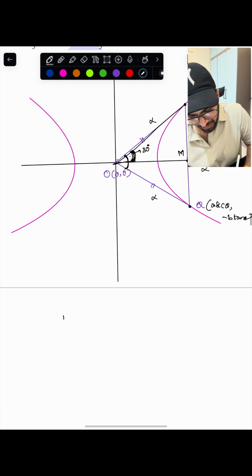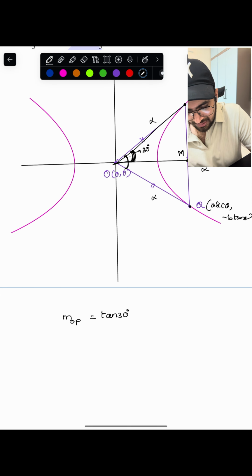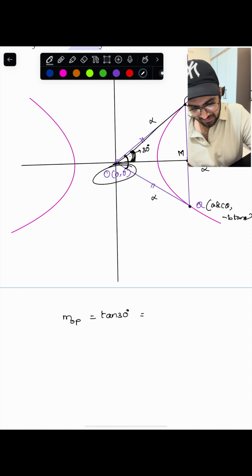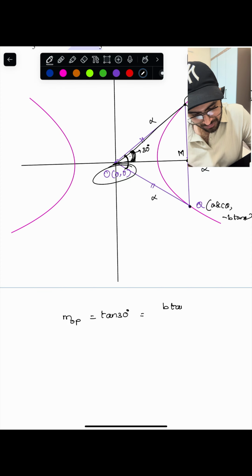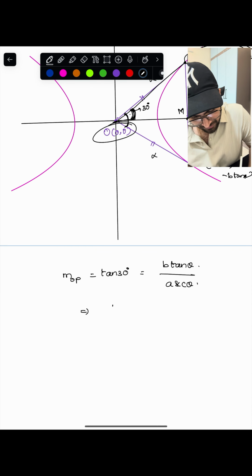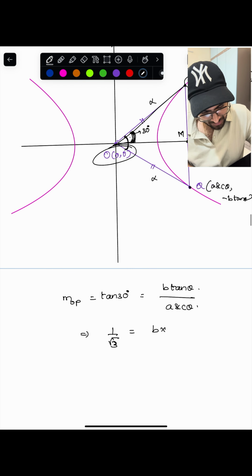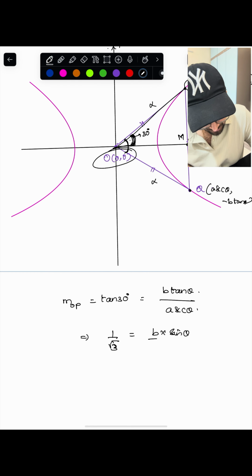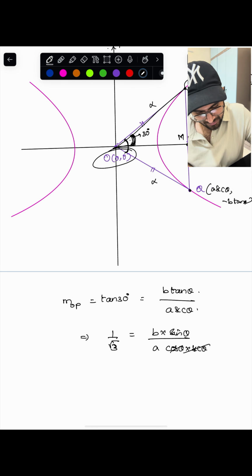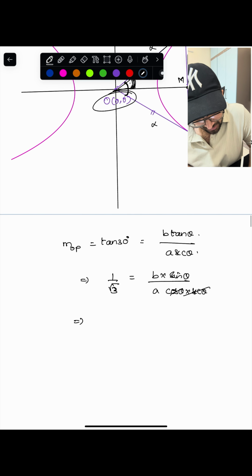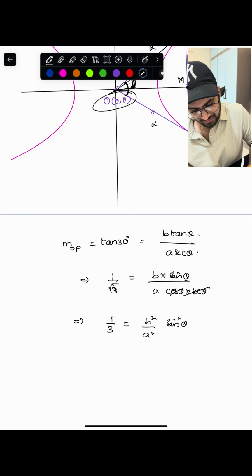Now can I say the slope of OP equals tan 30. We know the coordinates of P and O. So tan 30 is nothing but (b tan theta minus 0) by (a secant theta minus 0). We already know the tan 30 value, 1 by √3, equals (b by a) tan theta. Tan theta means sin theta by cos theta; cos theta in the denominator will cancel out with secant theta. Now square it up. So you will have 1 by 3 equals b square by a square times sin square theta, right?